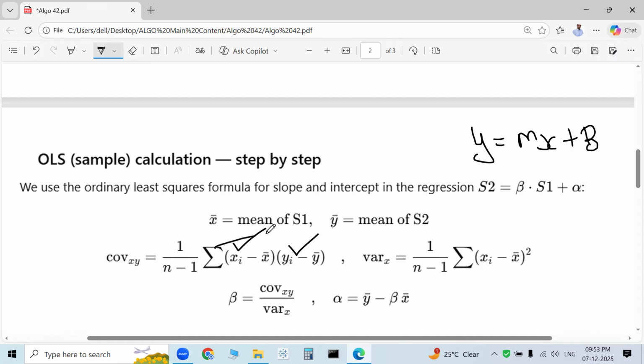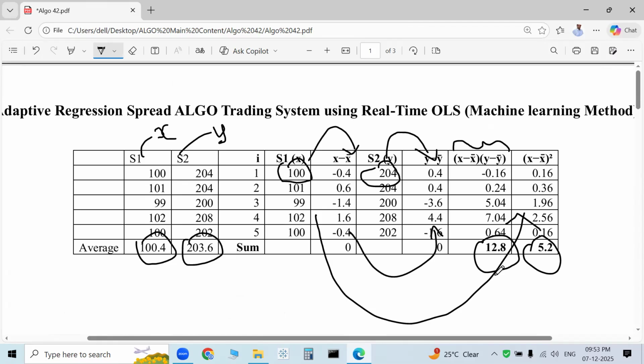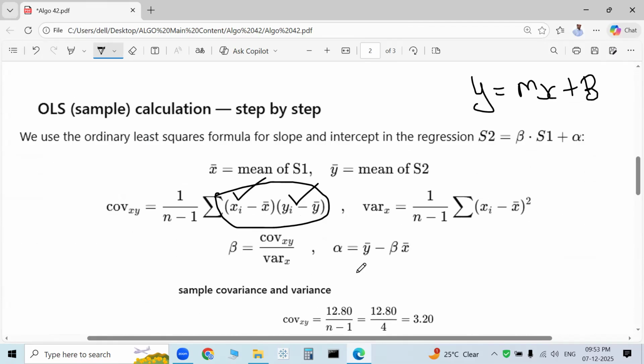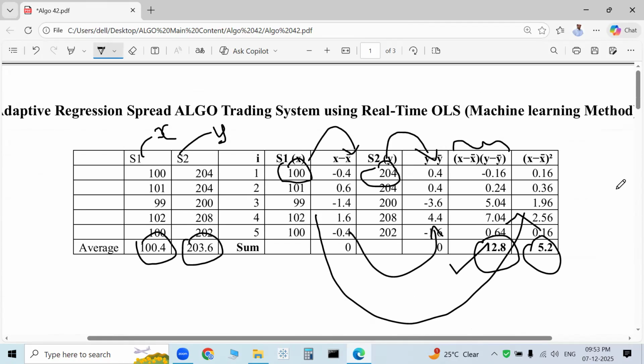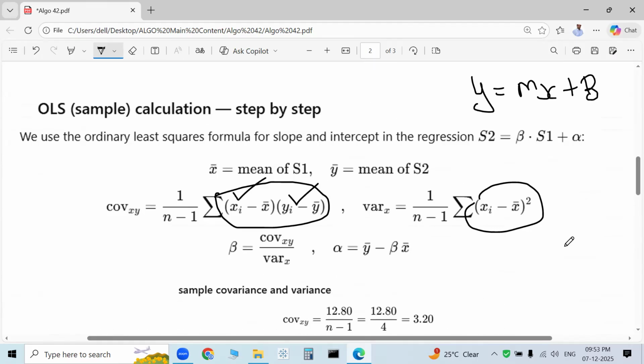Now this value we found over here, so we are going to copy this. Again, this xi minus x bar we have found over here. You can check this out.